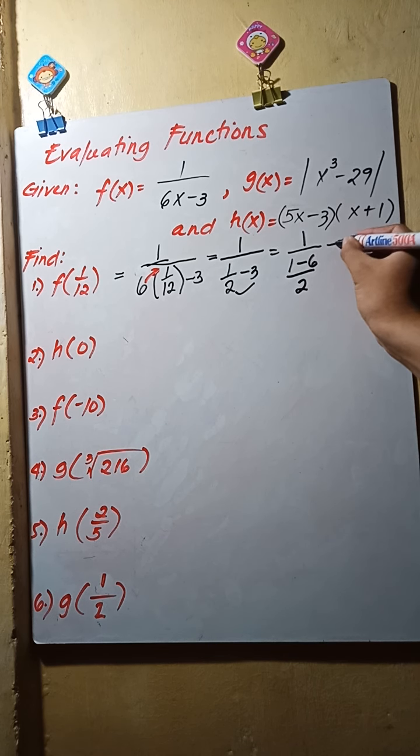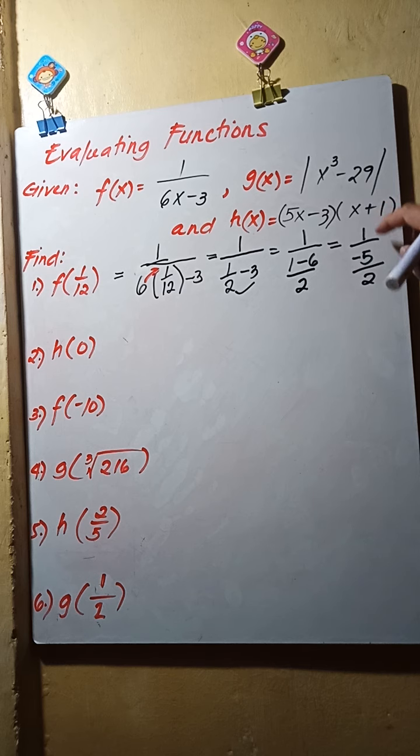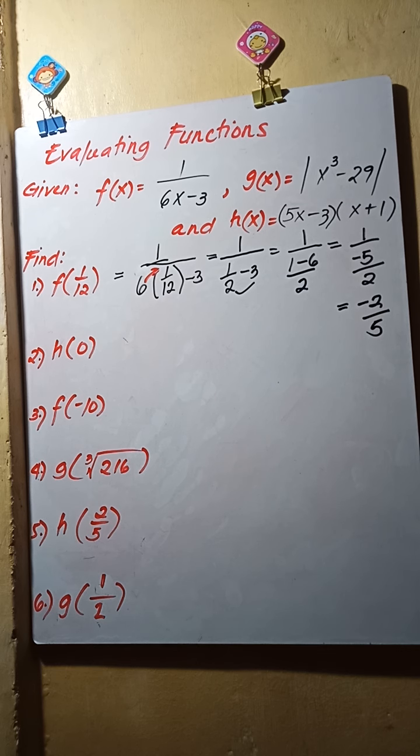Tama. So, that is equal to 1 over negative 5 divided by 2. And then take the reciprocal. Pag tinake mo yung reciprocal niyan, babaliktarin lang natin. So, yung magiging final na sagot natin is negative 2 over 5. Ayan yung mismong sagot natin sa number 1. That is negative 2 over 5. Take the reciprocal lang, and that is negative 2 over 5.